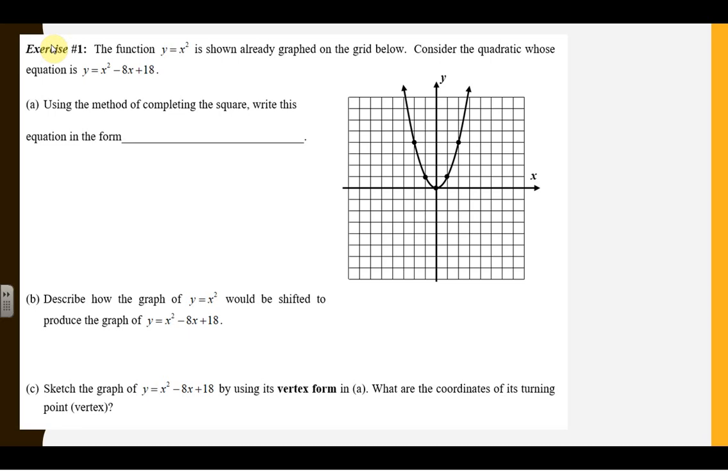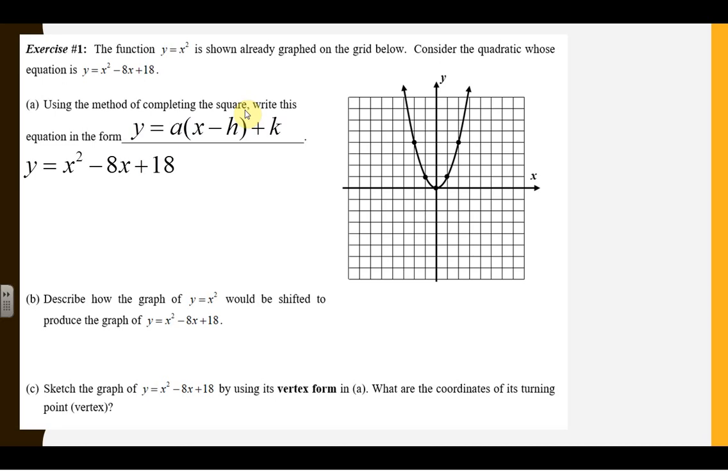An example. We have y equals x squared, the parent function, graphed, and they want us to consider the quadratic x squared minus 8x plus 18. Using the method of completing the square, write this equation in that form. There should be a square there.